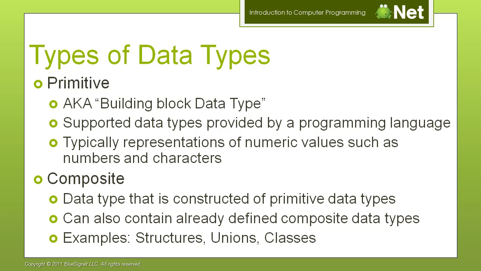We also have composite, which Brian will tell us about. So a composite data type is something that is composed of multiple primitive data types. These can also contain other composite data types as well. So it's a data type that incorporates other data types, basically. These you'll find in structures and unions and classes, which we'll get into later.